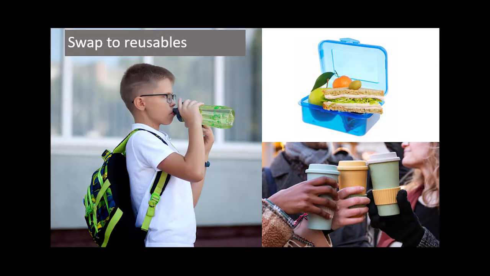Some easy swaps to start with, which you're probably doing already. Swap from plastic throwaway bottles to reusable water bottles, both at home and school. Use a reusable tub for sandwiches and snacks instead of sandwich bags, cling film or tin foil. Use a reusable mug for hot drinks when out and about. Billions of throwaway coffee cups are used every year, which uses over millions of tons of paper and 100 billion tons of water to make them all.